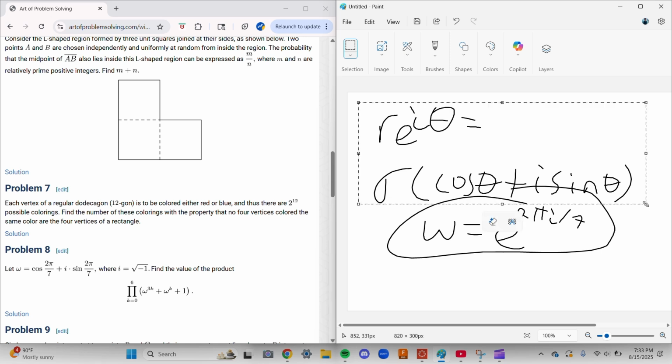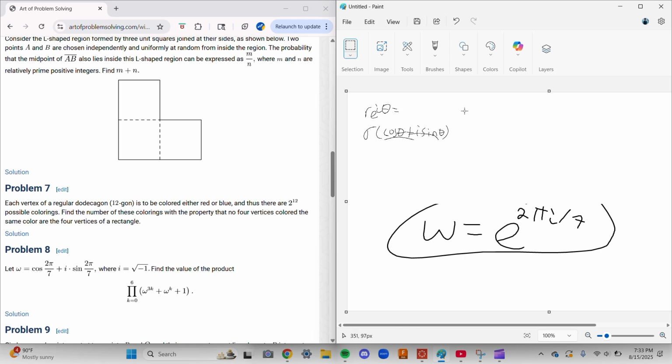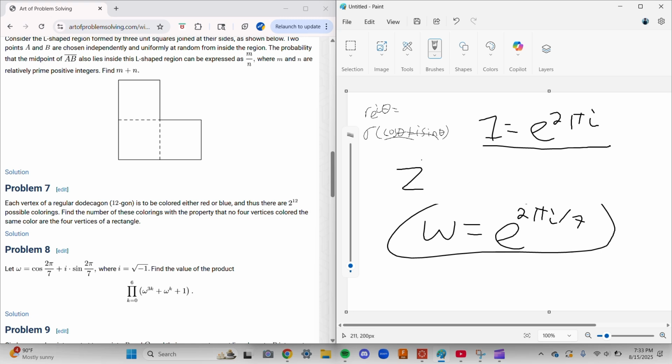Well, by Euler's formula, one thing is very obvious. What's 1 going to be using Euler's formula? Well, 1 is just going to be equal to e to the power of 2 pi i, because cosine of 2 pi is 1 and sine of 2 pi is 0. So w is actually just the 7th root of 1. So we can say that w is a solution to the polynomial x to the 7 minus 1 equals 0, right? It's one of the solutions.